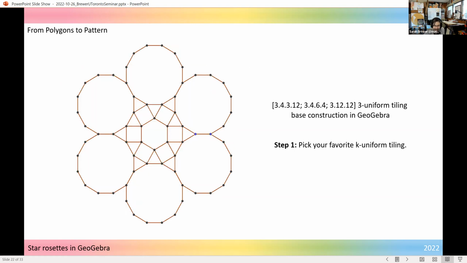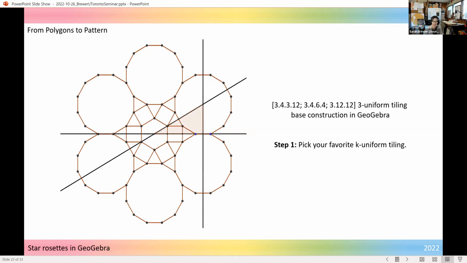So we pick our favorite tiling. We construct it in GeoGebra, and basically I don't need the whole pattern. I really only need the minimal triangle. So what's the smallest part of that whole pattern that I could repeat through reflections and rotations to generate the entire thing? So here, for this particular pattern, my minimal triangle is the center of a dodecagon, the center of the hexagon, and where the two dodecagons meet. So that right triangle is what I want to focus on. And then I can easily generate the rest of my pattern from that.